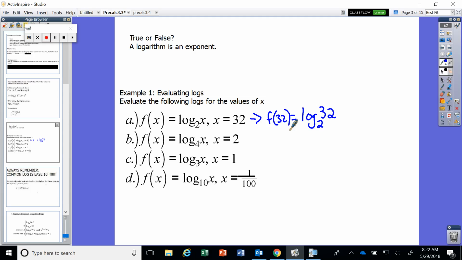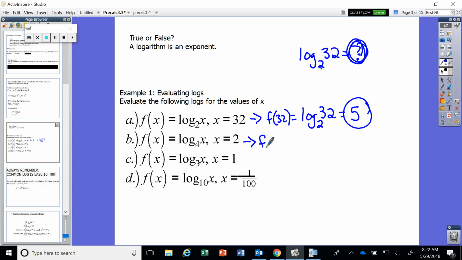The question is, and I always kind of like to put it off to the side a little bit here, so that log of 32 equals what? 2 to what power equals 32? That's what I think to myself. 2 to what power equals 32? And that what power, that's the evaluation of your log. Because remember, a logarithm is an exponent. We know that 2 to the 5th is 32.